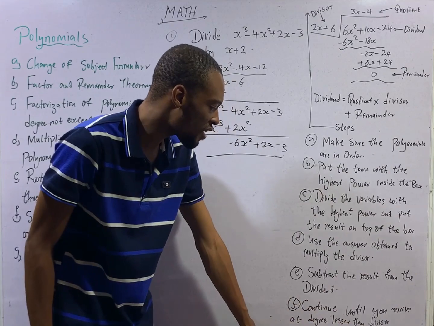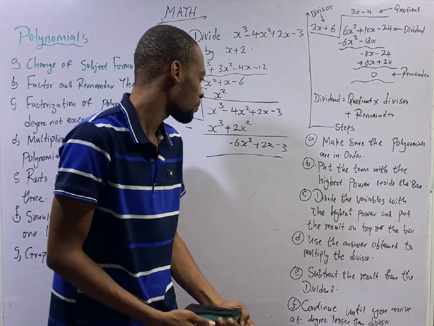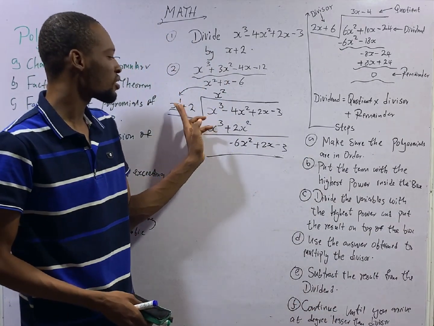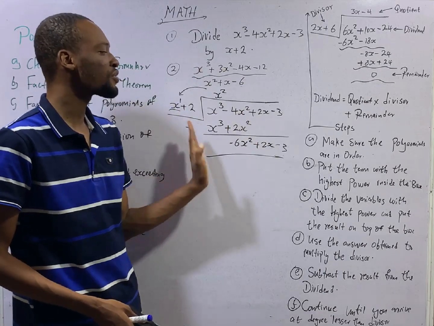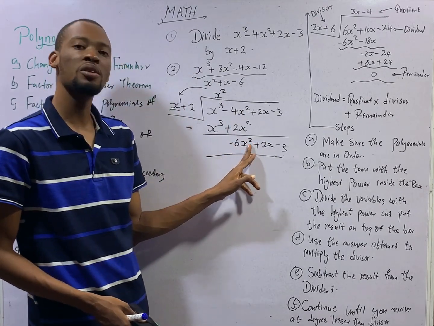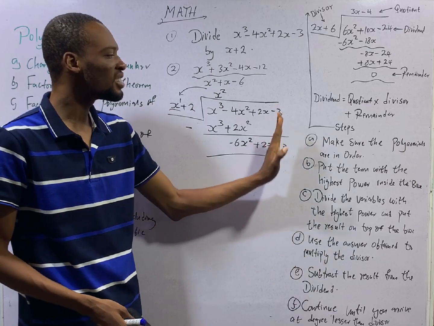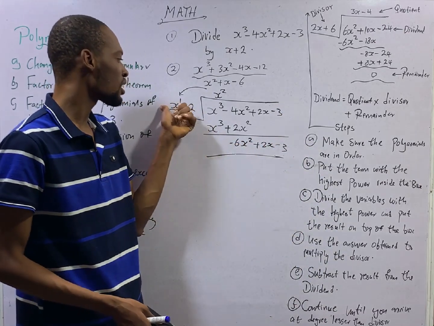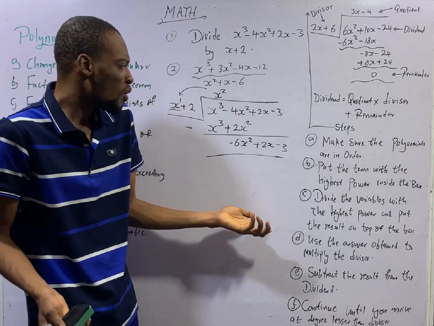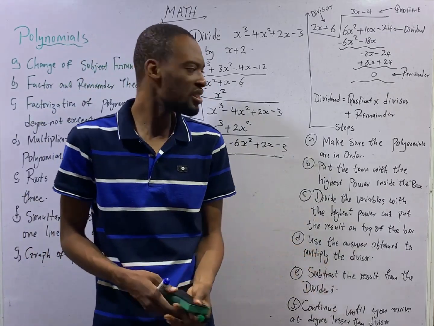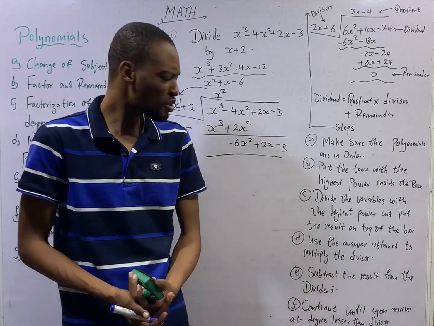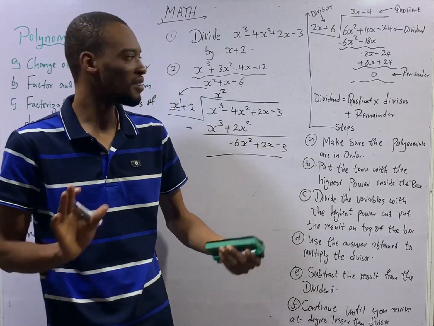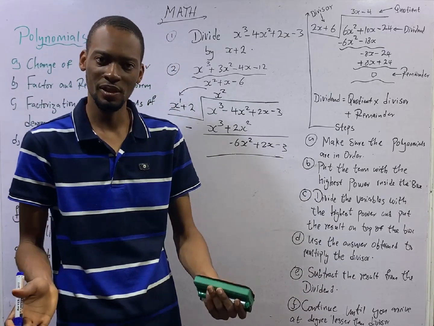Continue until you arrive at a degree lesser than the divisor. The divisor here is of degree 1. After this first round, our result is of degree 2. We need to continue the same step until the degree of this is lesser than the one of the divisor. So, what is the problem with continuing the step you followed before? There shouldn't be any problem at all. In fact, there should not be a problem in the first place.